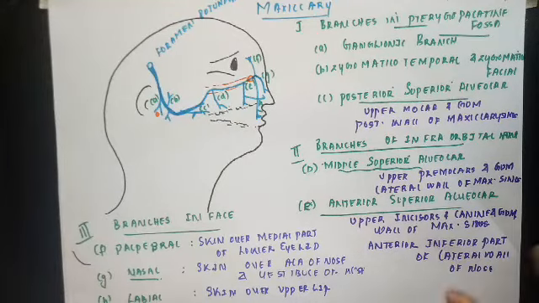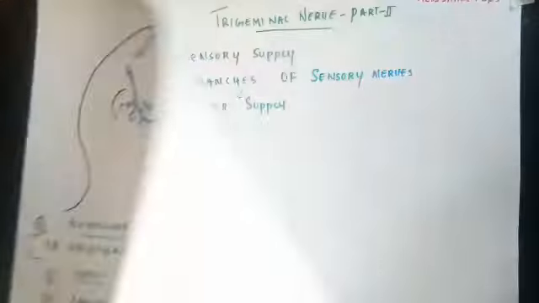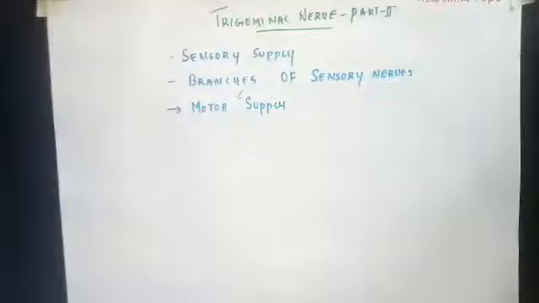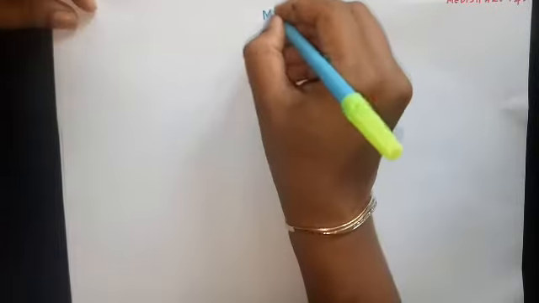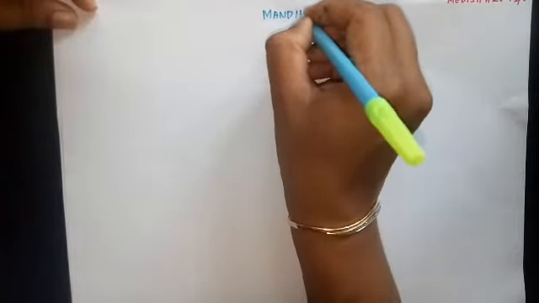That's all about the branches of the maxillary division of the trigeminal nerve. Next we will discuss the branches of the mandibular division of the trigeminal nerve. We will again draw the diagram.